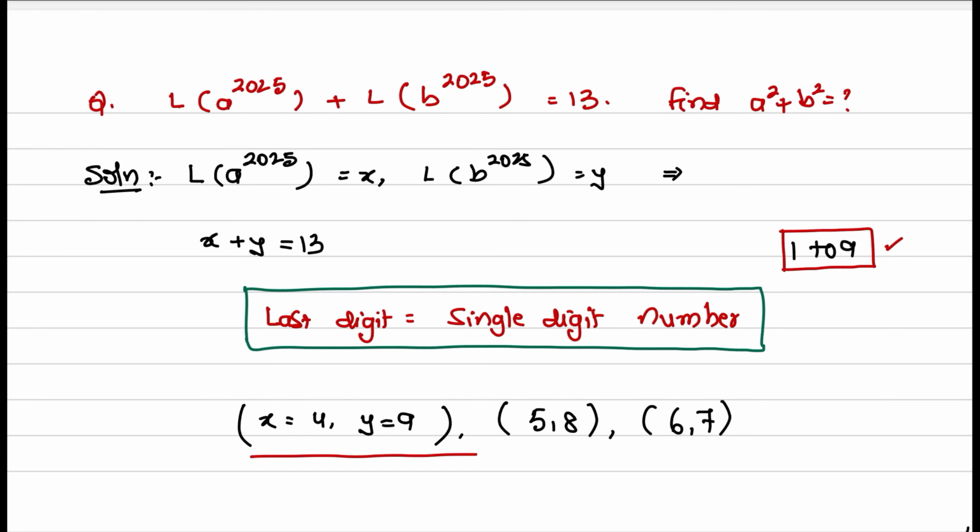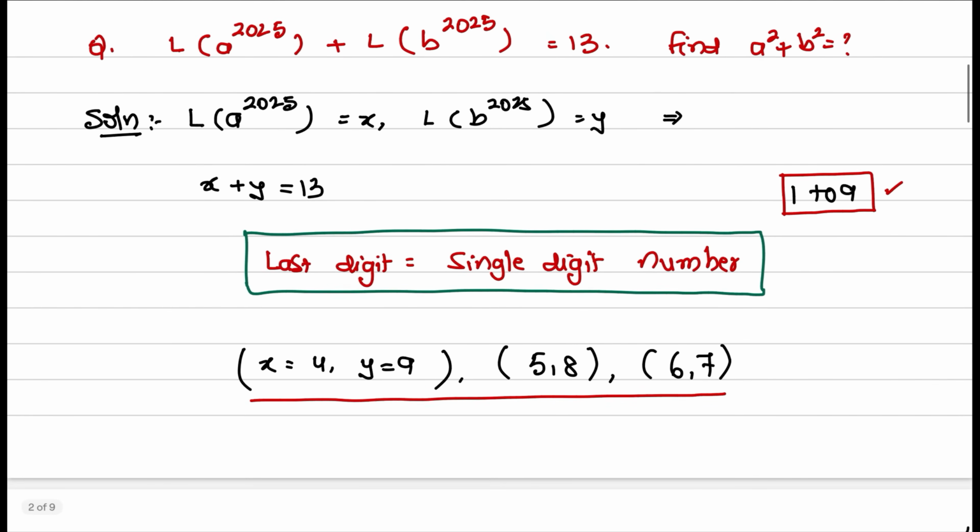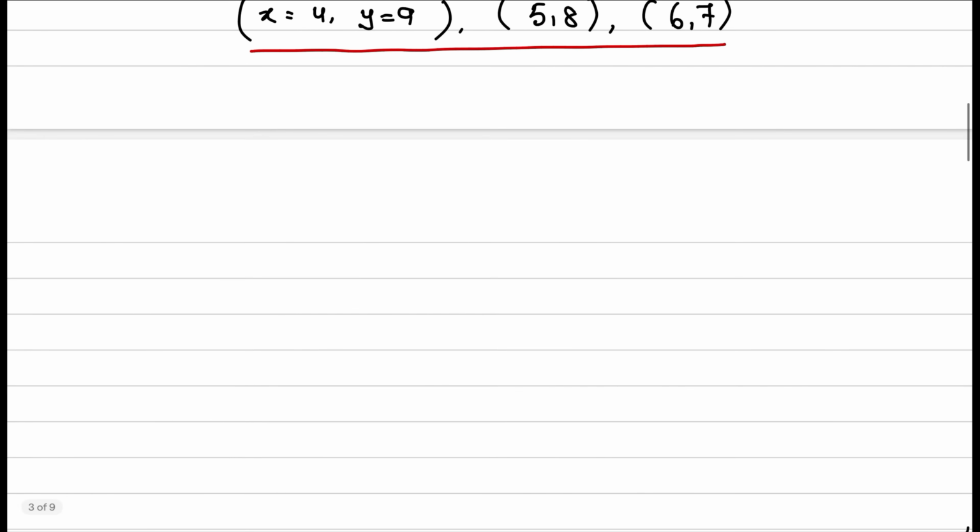These are the possible values for which we have to cross check that. Last digit of something to the power of 2025 is equal to 4. Let us take one pair. Case 1, I will do in detail. For case 2 and case 3, you do it as homework.